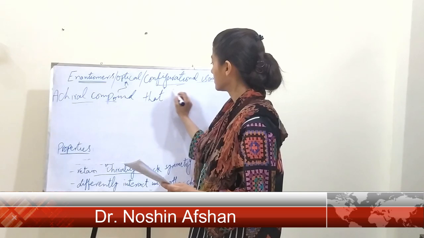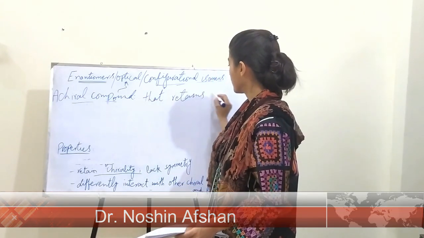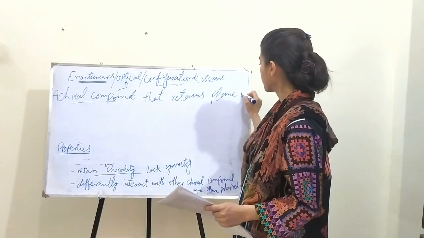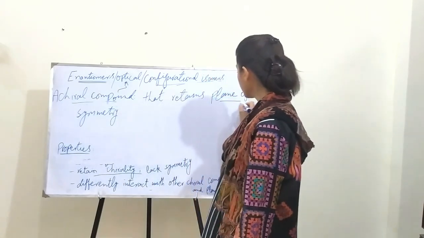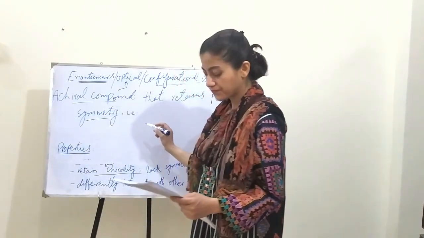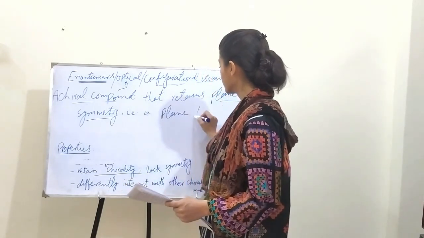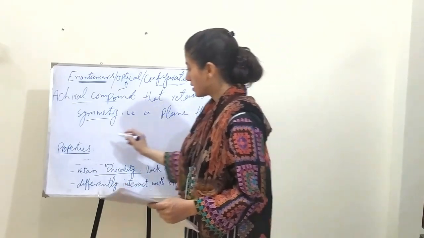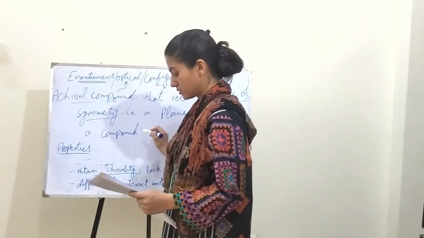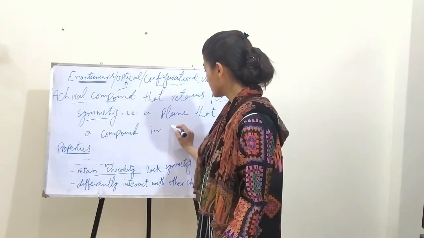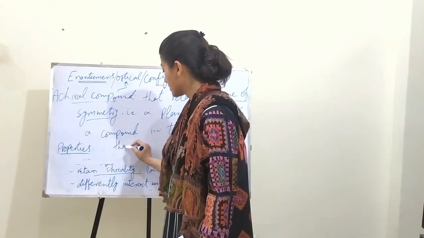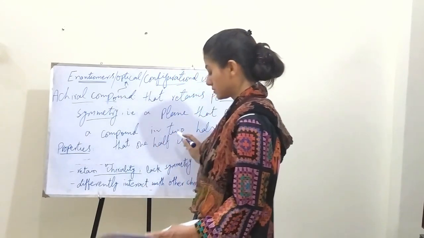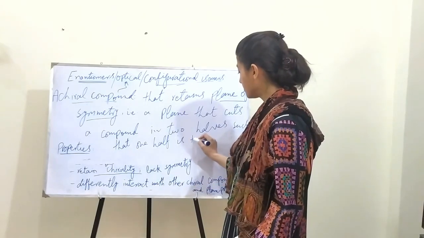The achiral compound is such a compound that retains a plane of symmetry. And what is the plane of symmetry? Actually, this is a plane that cuts a compound into equal halves, or in two halves, such that one half is the mirror image of the other half.